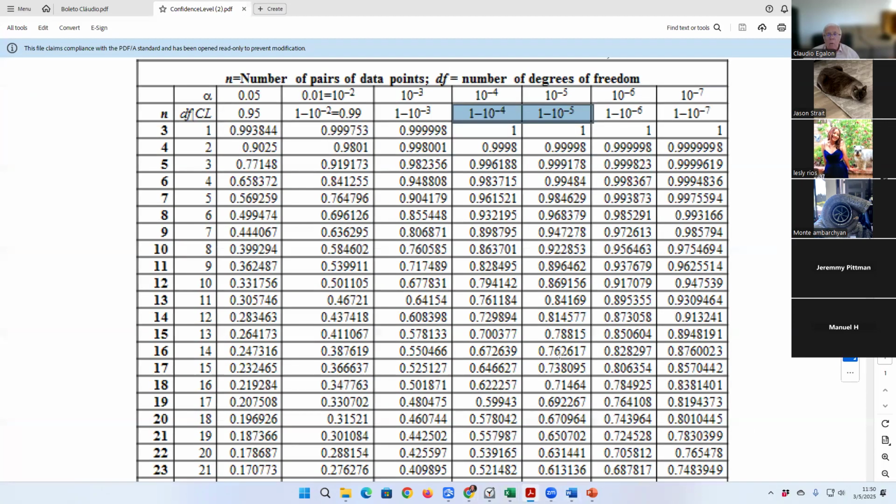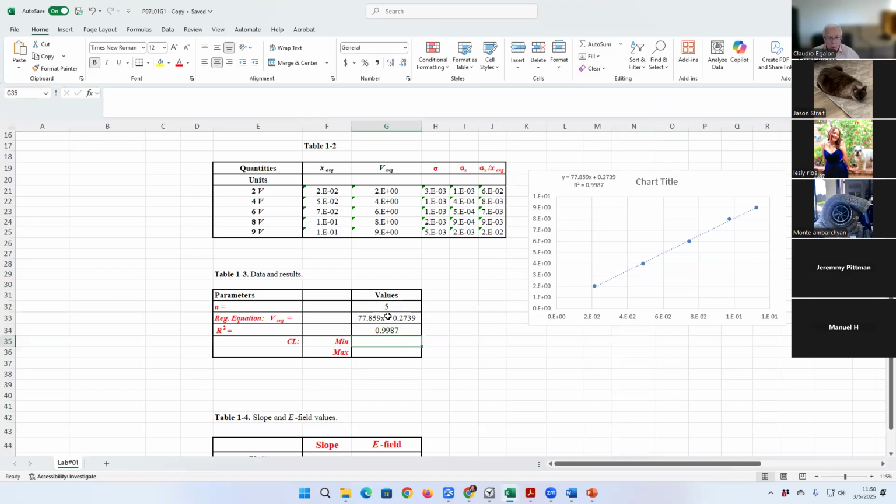Let's go back there again. One is going to be 1 minus 10 to minus 4. And the other is going to be 1 minus 10 to minus 5. We're not done yet. Right now, I just typed what is supposed to be a number, but Excel does not recognize those values as numbers. In order for Excel to recognize them as a number, you have to put an equal sign on the left side. Here you go, equal sign here, equal sign here. And now you have the lower bound of your CL and the upper bound of your CL.